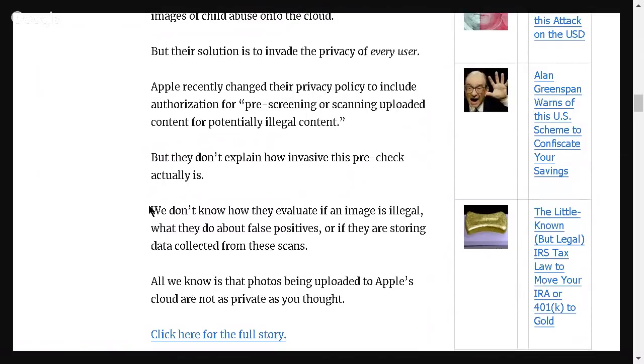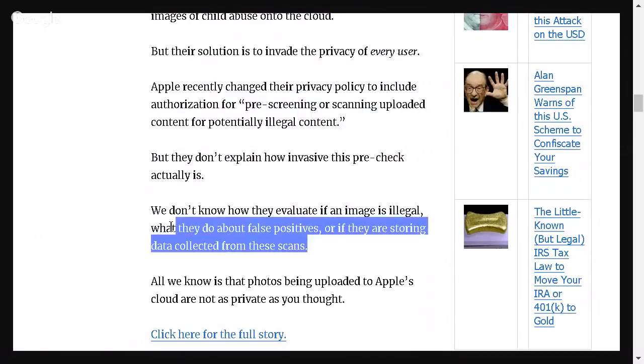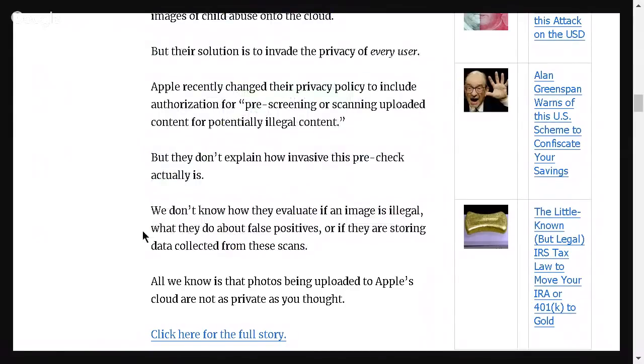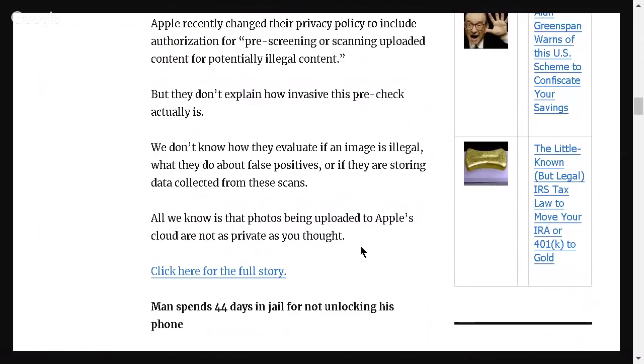They don't say how they evaluate if an image is illegal, what they do about false positives, or if they are storing data collected from the scans. How do you like that? Makes you really want to put stuff on the cloud, doesn't it? Hey, folks, let's all go out and buy hard drives and store data. What do you think? How about a nice encrypted hard drive? What do you say, folks?